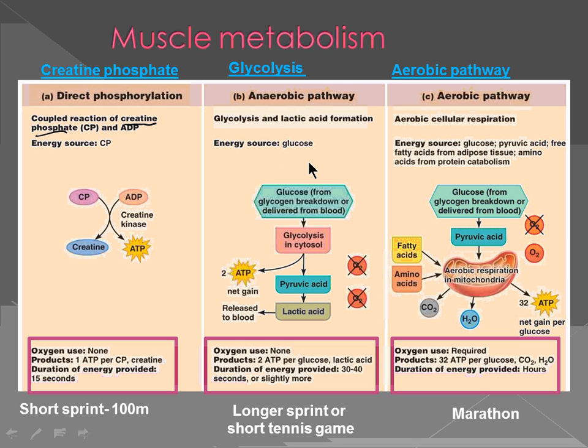no oxygen is used. The energy source is glucose. So glucose is broken down. This happens really fast, and for each molecule of glucose, you get 2 ATP molecules. So you can use that ATP and do whatever you want. But if you want to do it for longer periods, you can't rely on this because you're only producing 2 ATP molecules, right? So you have to keep breaking down glucose.